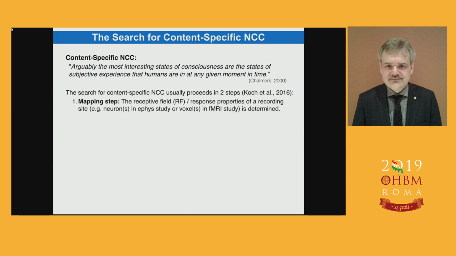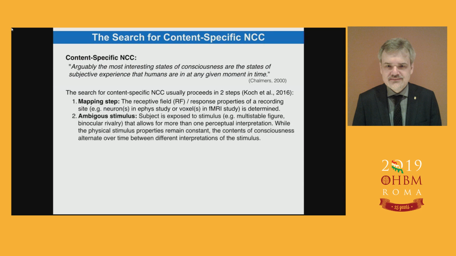And the idea is actually very similar to fMRI studies, where you have a localizer and the main experiment. So what you do is, in a mapping step, you characterize the response properties of a recording site. This can be neurons in electrophysiological animal recordings or intracranial human recordings, but it can also be a voxel or a few voxels in the human brain, right? So this is the mapping step. You first want to know what these voxels are really doing. But this is not enough for a neural correlate of consciousness. You need something which works on top of that.